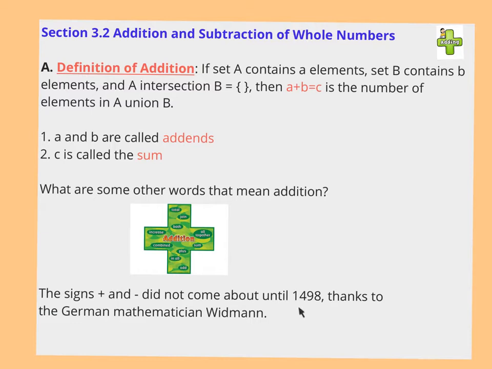A little history: it wasn't until about 1498 that the actual signs for addition and subtraction came into being, and that is thanks to a German mathematician by the name of Widman.